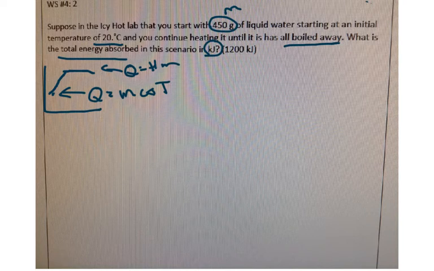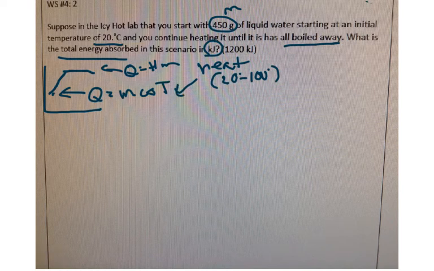So first, I'm going to deal with the heating up of this substance. I'm going to write, this is when I'm heating up, from 20 degrees all the way up to 100 degrees. I do like to label them because they will get more and more confusing. During this time, I am using my Q equals MC delta T. And I look at my formula, and I know Q is what I'm solving for.